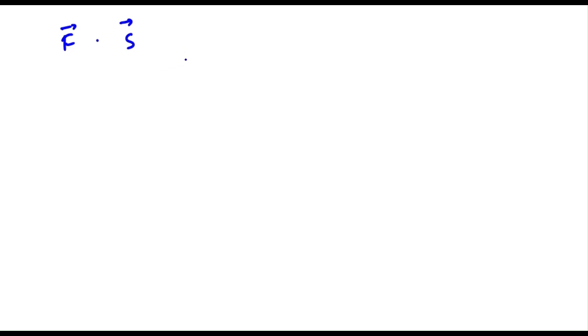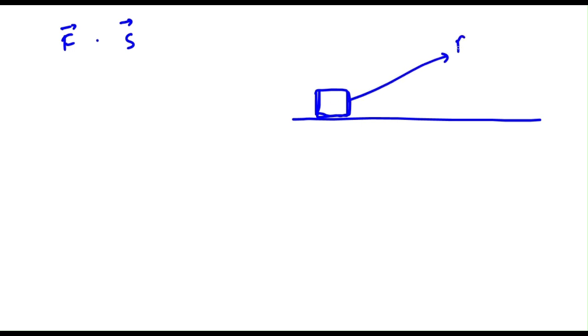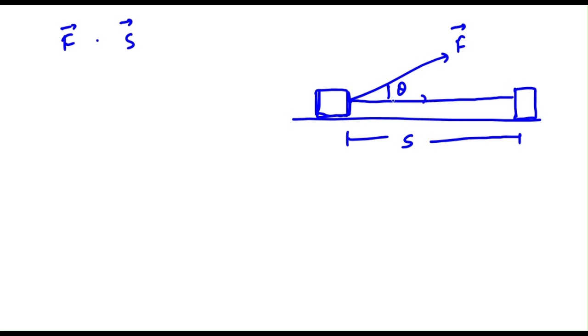And then let's say we have a body here, and we are applying a force F here. This is F. And this body moves up to this distance, and this is, let's say, displacement s, and the angle between these two vectors is theta. So work done will be F dot s, that is F s cos theta.